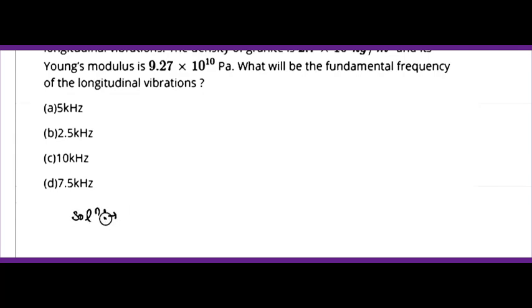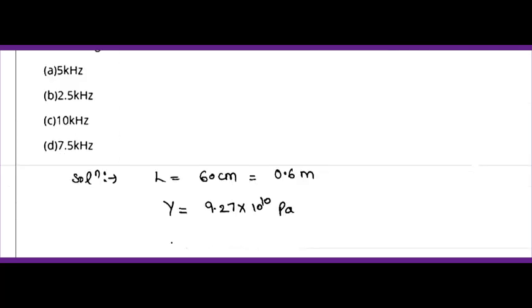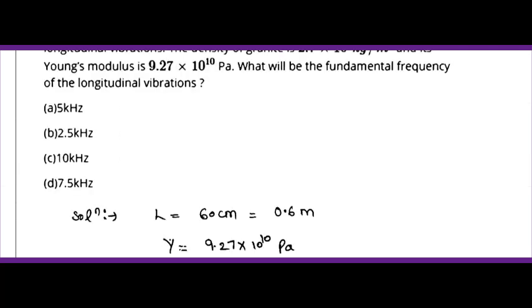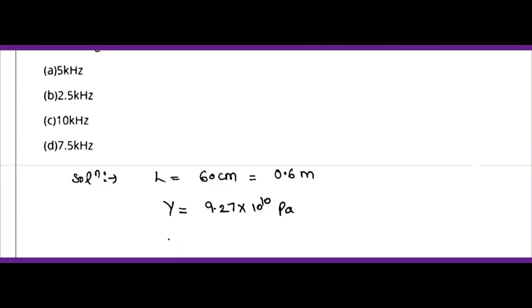So the solution of this question: L is given to us, length is 60 centimeter. We can write this in meter as 0.6 meter here. So this is the length of the rod, and given Young's modulus, that is Y, is 9.27 into 10 power 10 Pa. This is the unit of Young's modulus here, and the granite density rho is given to us as 2.7 into 10 power 3 kg per meter cube.